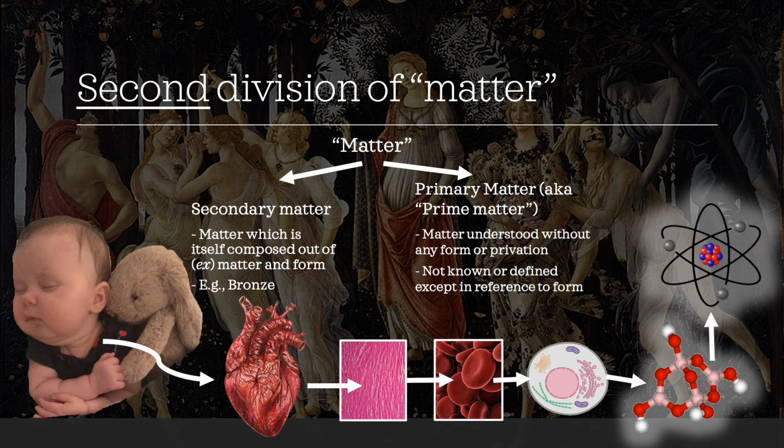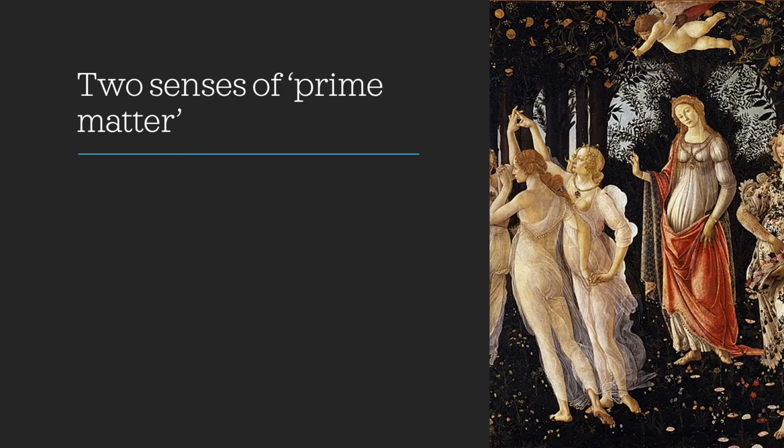These atoms make up the chemical compounds. But the atoms themselves are composed out of something further, subatomic particles, like electrons, neutrons, and protons. These, in turn, are made up of something else, and so on. Eventually, however, we must come to some most basic thing, which is not composed out of anything else. This is prime matter. There are two senses of prime matter.